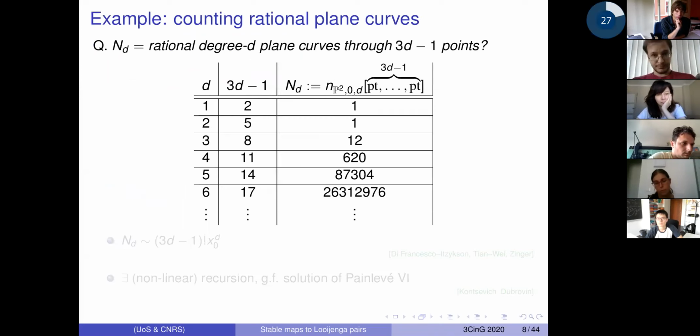For example, in the case of the plane, if you want to count rational degree D plane curves through 3D minus 1 points, you can compute this number N_D as the Gromov-Witten invariant of P2 in genus 0 and degree D through 3D minus 1 points. So pulling back 3D minus 1 point conditions on the moduli space. And well, for the first few entries, you can make a table of these.